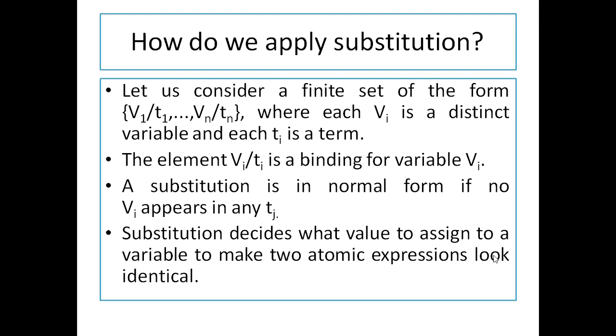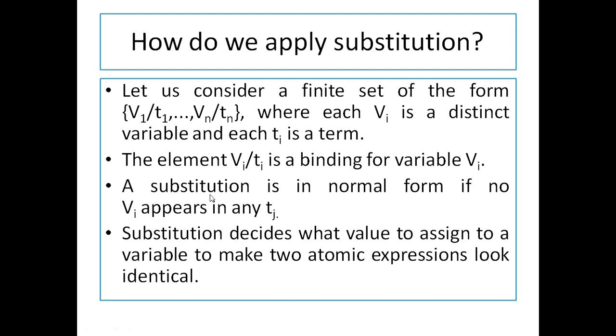Let us consider that we have this series of terms or forms. We can say v1 is a particular variable, and we have v1, v2, etc., vn as variables, and we have terms t1, t2, etc., tn. Each v is considered as a distinct variable, and we consider each term has some kind of binding for the variables v1, v2, etc., vn.